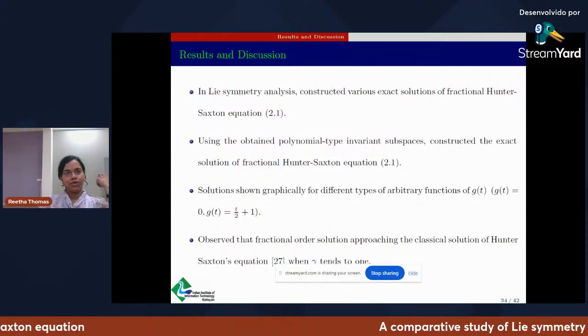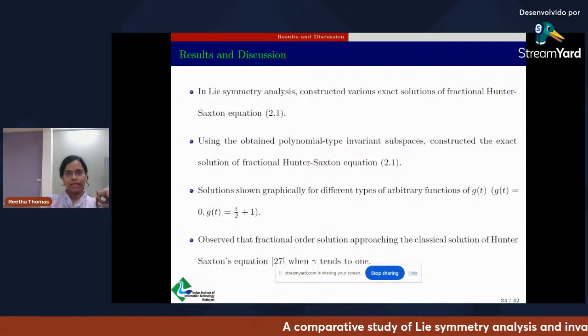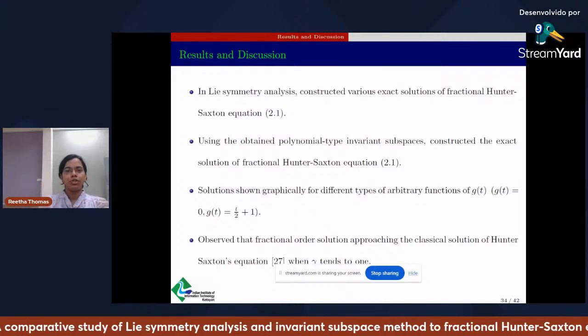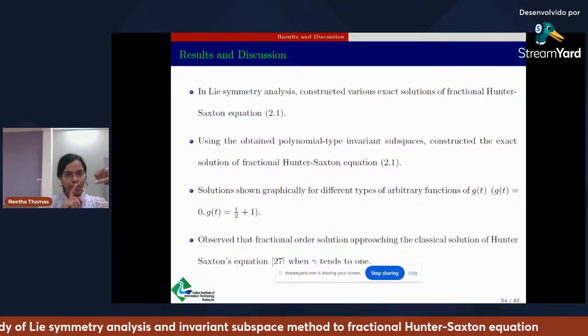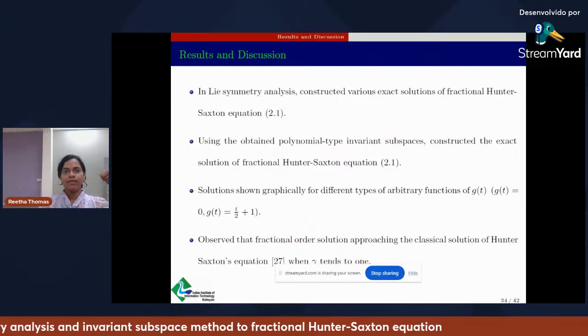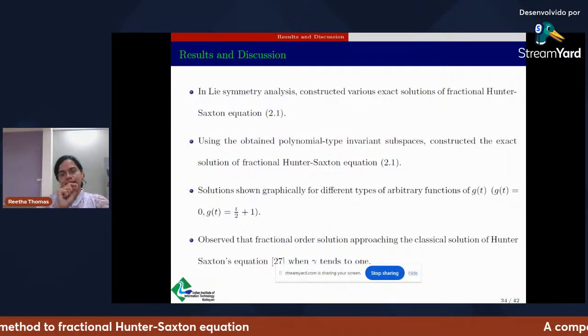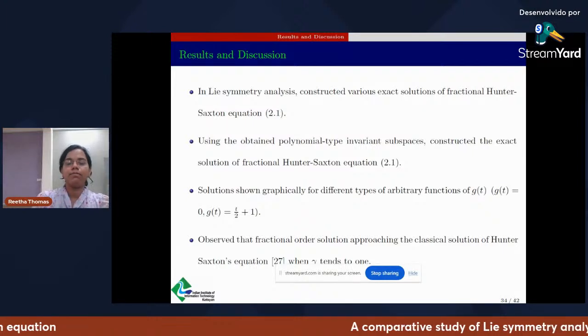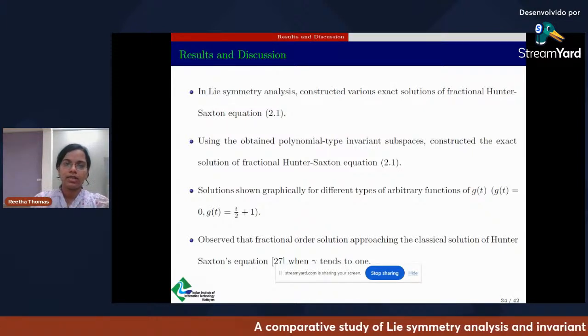For the HS equation, we can compare these methods. In Lie symmetry analysis, we obtain the exact solution using the Lie point symmetries, and we use the generator to obtain the similarity variable and similarity transformation.